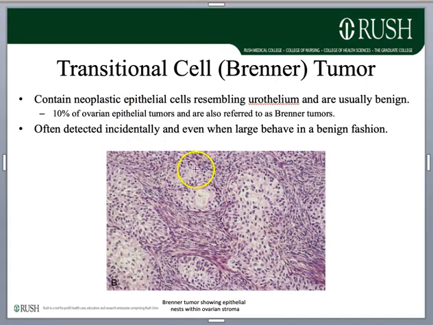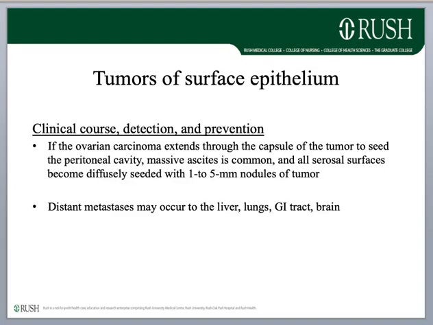Usually transitional cell tumors have a robust fibrous background, and the tumor nests resemble benign urothelium. It's an interesting reminder that Müllerian epithelium contains somewhere in its DNA the ability to differentiate into transitional type epithelium.